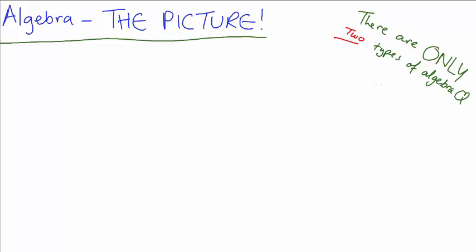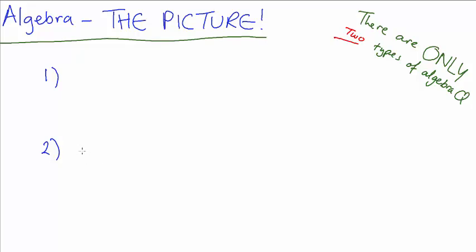If you look on this side, I've written something which sounds quite crazy at first glance: there are only two types of algebra questions. Obviously that's not entirely true, because factorizing, multiplying out brackets and simplifying terms exist. But let me tell you what I mean by that. Let's write 1 and 2. There's only two types. Now the second type is one which you probably instinctively know.